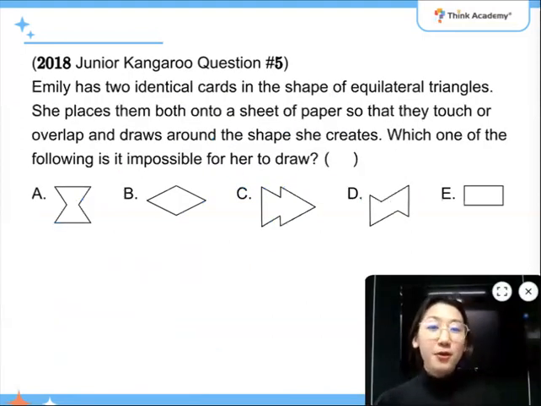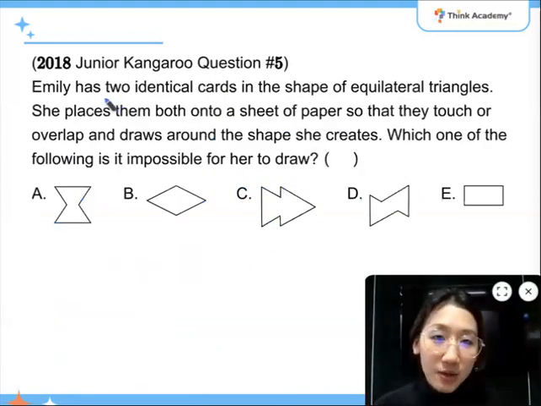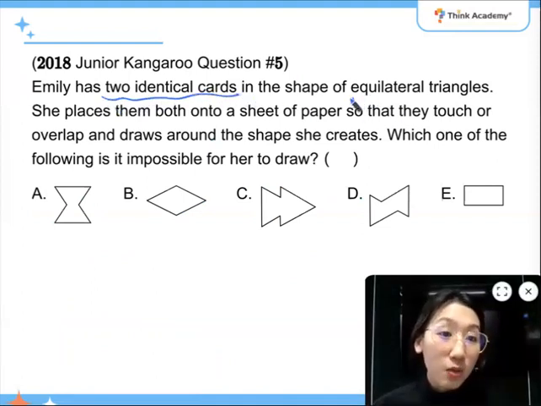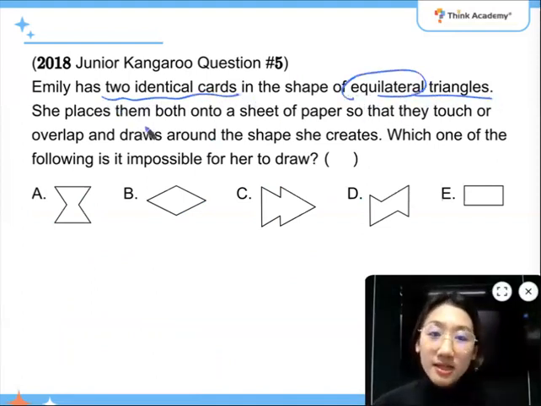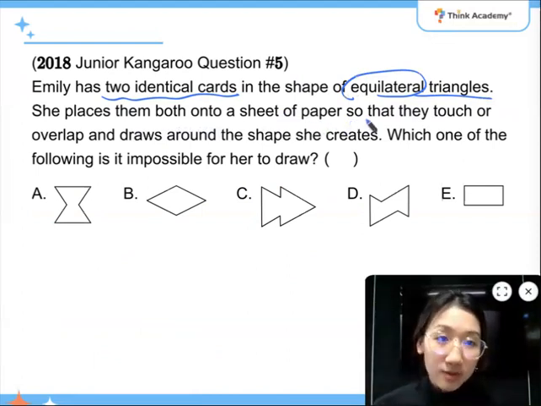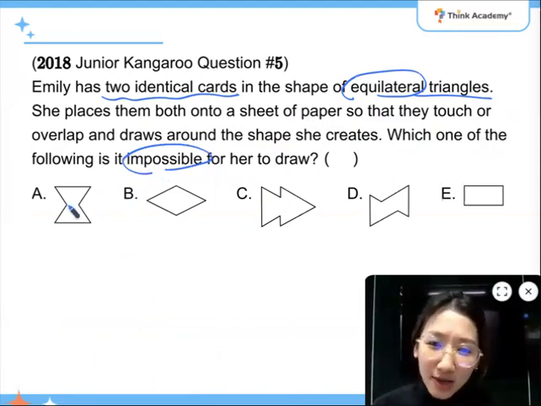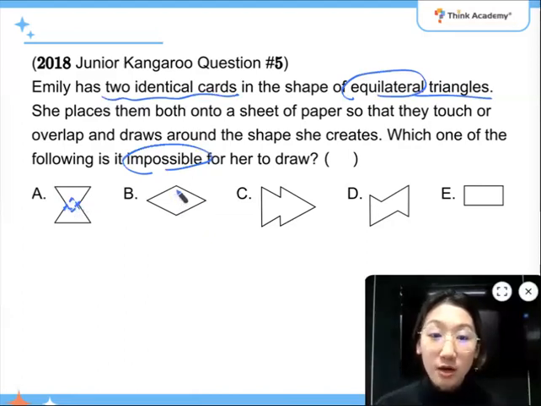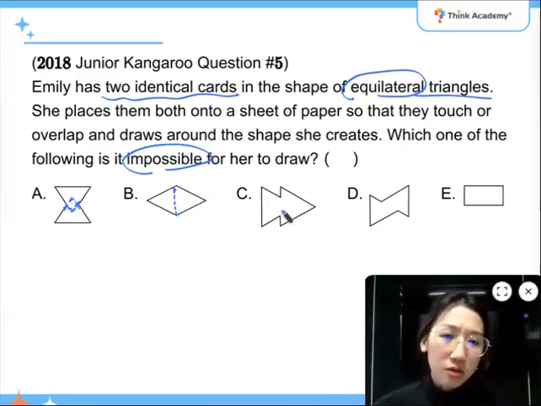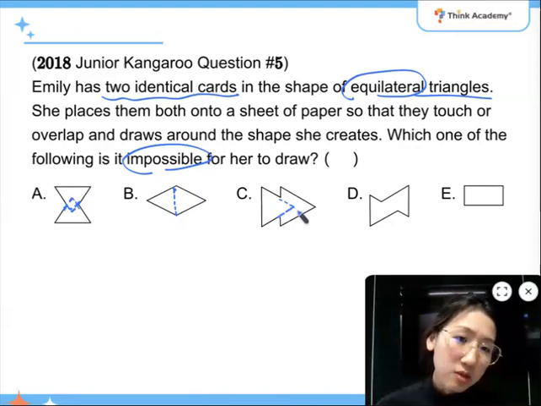Right, so for question number 5, here Emily has 2 identical cards in the shape of equilateral triangles. So she placed them onto a sheet of paper so that they can touch or overlap and draw around the shape she creates. So which one following is it impossible for her to draw? Okay, actually everyone, for this, you can imagine that she can do it like this, having part of it overlapping. For B, you can also split them in this way. For C also, you can imagine how it works for D as well.